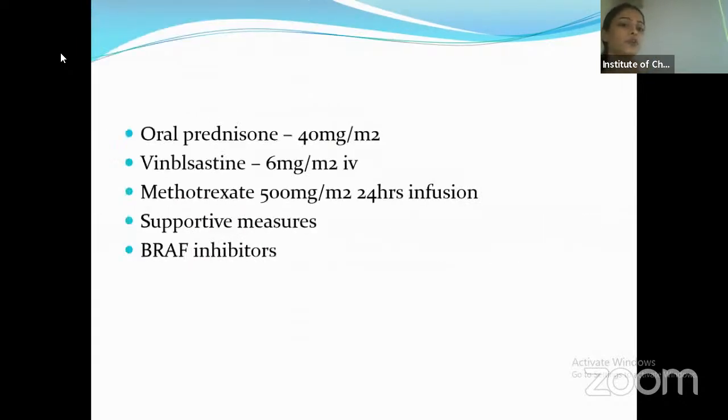The drugs are oral prednisolone, 40 mg per meter square; vinblastine, 6 mg per meter square IV bolus; methotrexate, 500 mg per meter square as a 24-hour infusion; and supportive measures like antiemetics. In case of anemia, we can go for PRBC transfusion and IVIG infusion. Recently, there have been investigations going on for BRAF inhibitors.